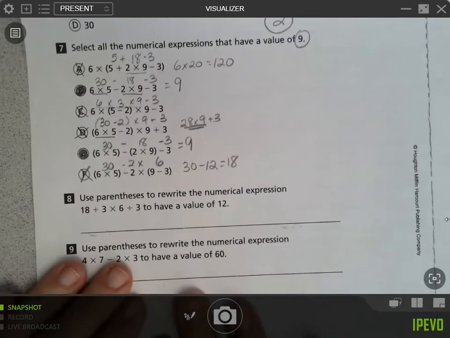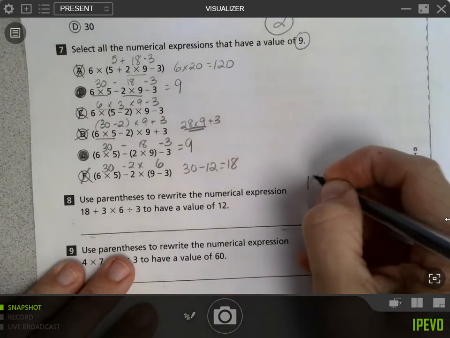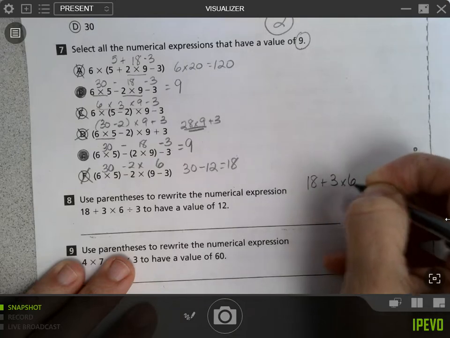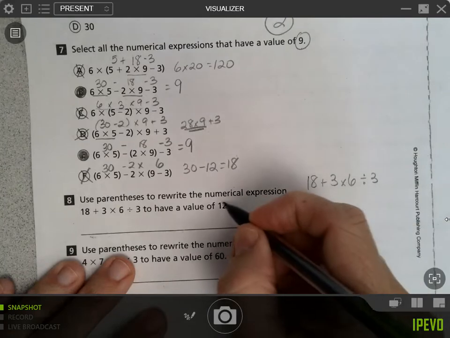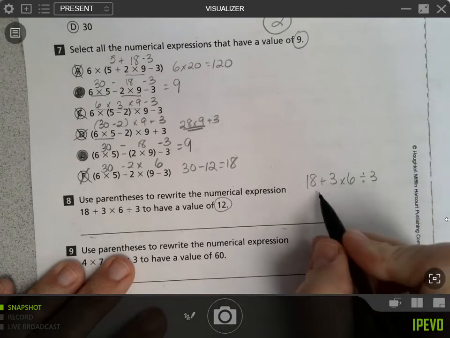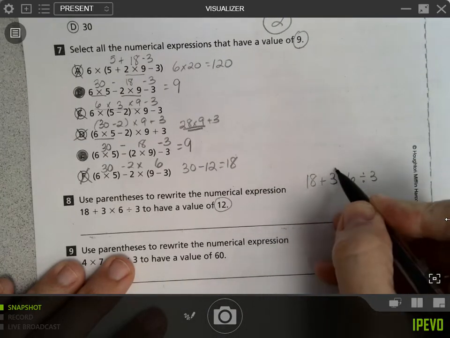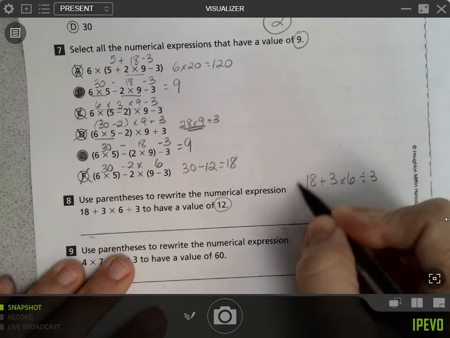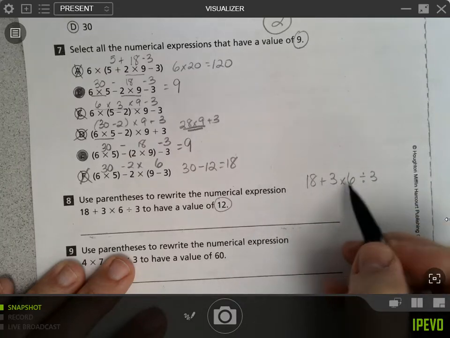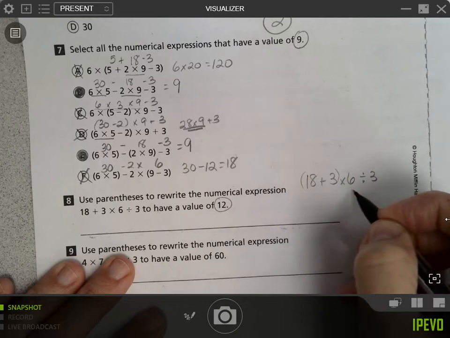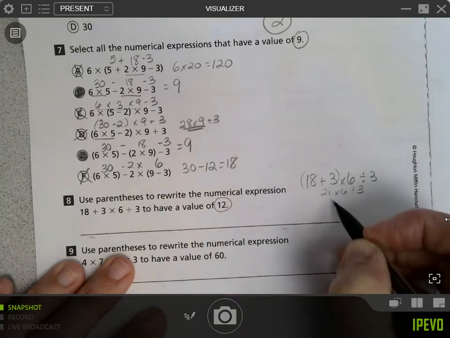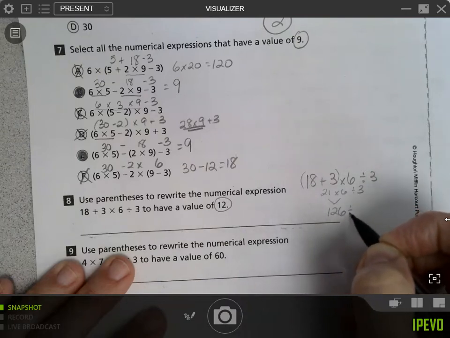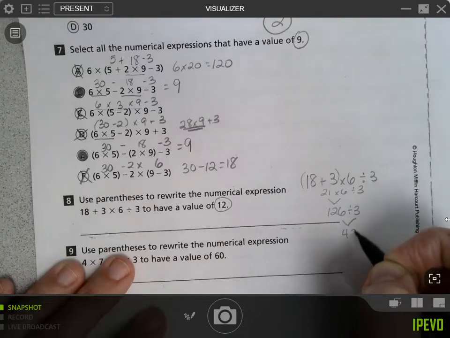Oh, and here's our adding parentheses. Okay, I'm going to go to the side. This takes me some guessing and checking sometimes. So I'm going to start right at the front. I'm looking for a value of 12. If I do parentheses here, and I imagine that 18 plus 3 is going to be 21, right? Times 6 divided by 3. So that's going to give me 126 divided by 3, which would be 42.